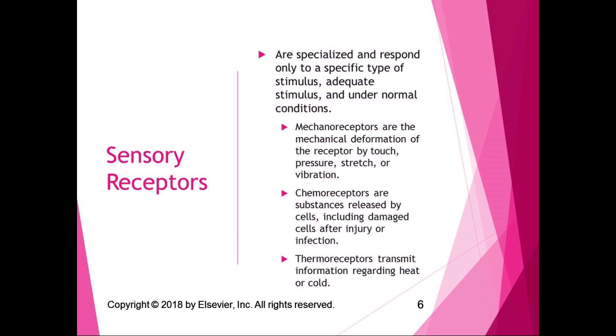Sensory receptors are specialized and they respond to only a specific type of stimulus. So if you have an adequate stimulus under normal conditions, that sensory receptor will encode it into a receptor potential, which will hopefully generate an action potential. Mechanoreceptors are stimulated by mechanical deformation of the receptor by touch, pressure, stretch, or vibration. You should know those 4 things: touch, pressure, stretch, or vibration.